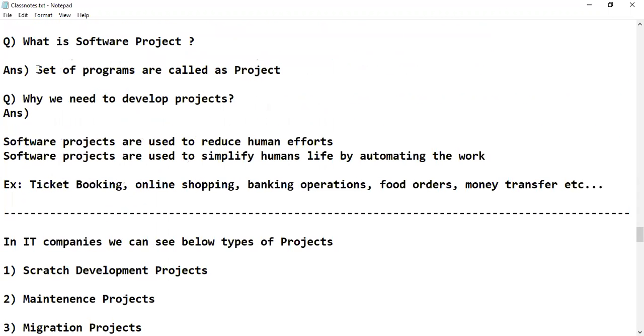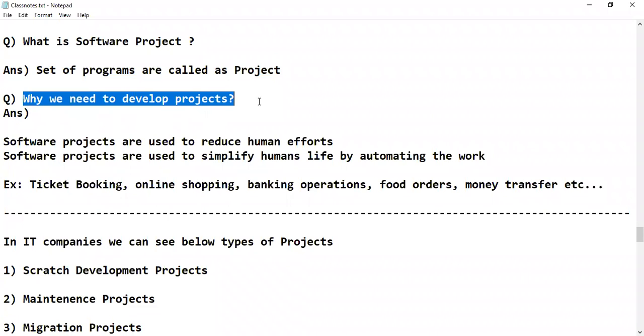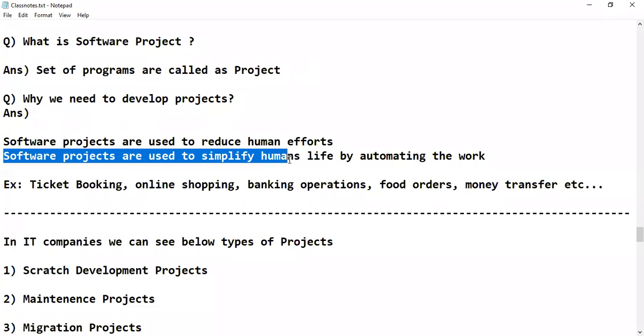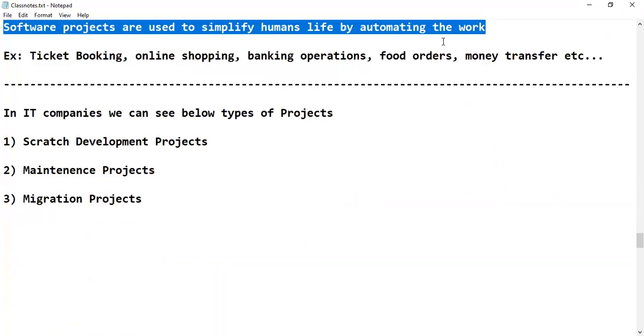What is a project? A set of programs is called one project. Why are we developing these projects? Software projects are used to reduce human efforts. Software projects are used to simplify humans' life by automating the work. Now, in IT companies, how many types of projects can we see? Three types of projects. One is scratch development, second is maintenance, and third is migration.